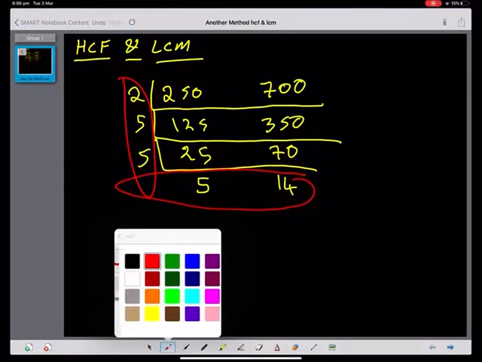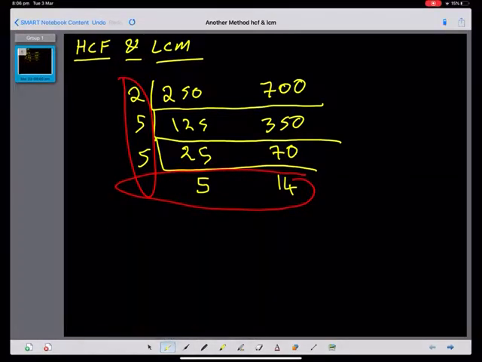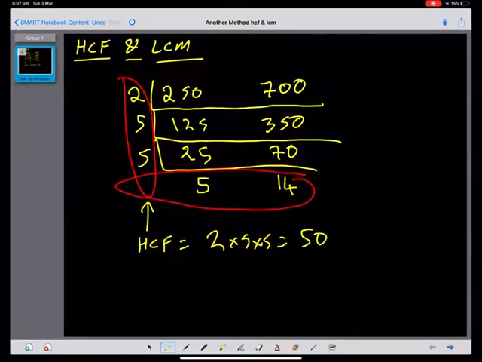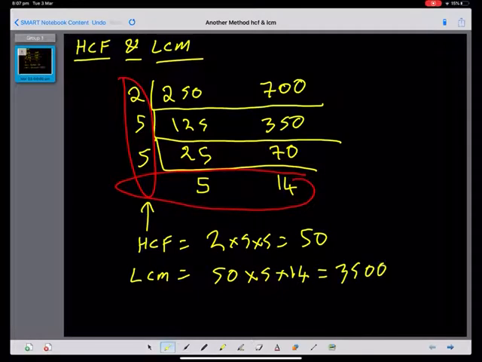Okay, so we've got this is the highest common factor, which is 2 times 5 times 5. 5 times 5 is 25, so 50. And the lowest common multiple is 50 times 5 times 14. So we got 50 times 5 times 14 is 3,500. Okay, so let's have a look at 2 more.